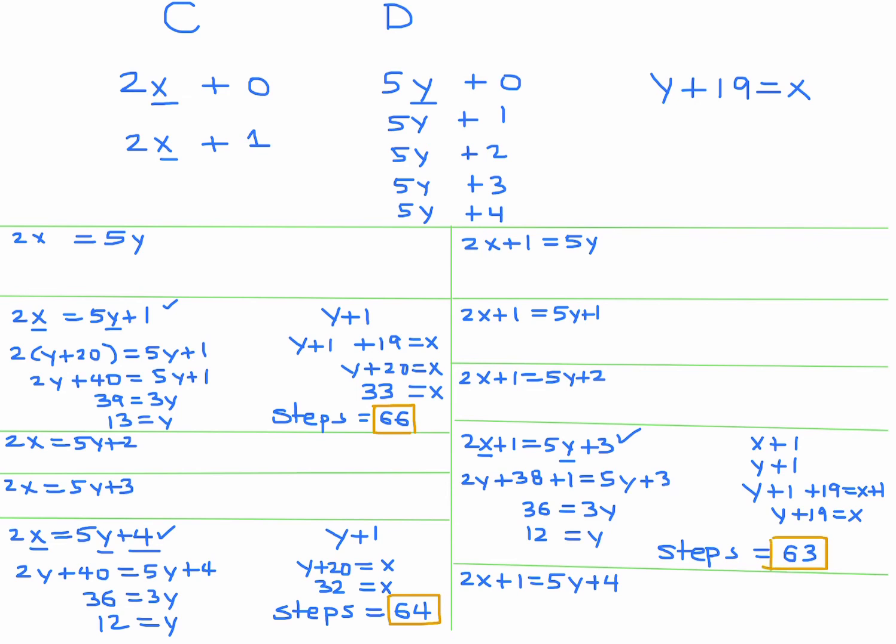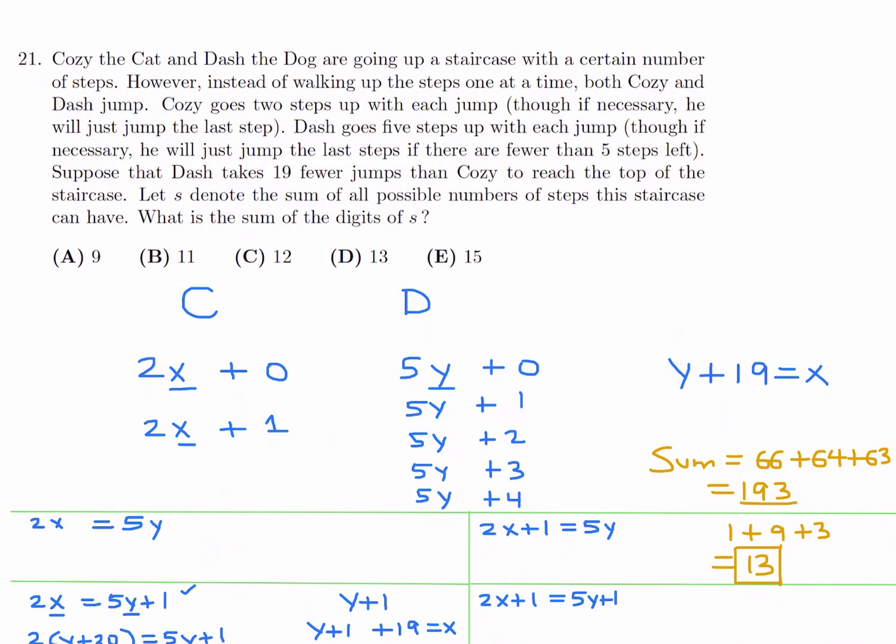So now I'm asked to add up these guys, and then I have to find the sum of the digits. So the sum, first of all, is 66 plus 64 plus 63. And that is 193. And now I have to find the sum of the digits of this number. So the sum of the digits is 1 plus 9 plus 3, which is 13. And that is the answer to the question. So, number 21, the answer is D.